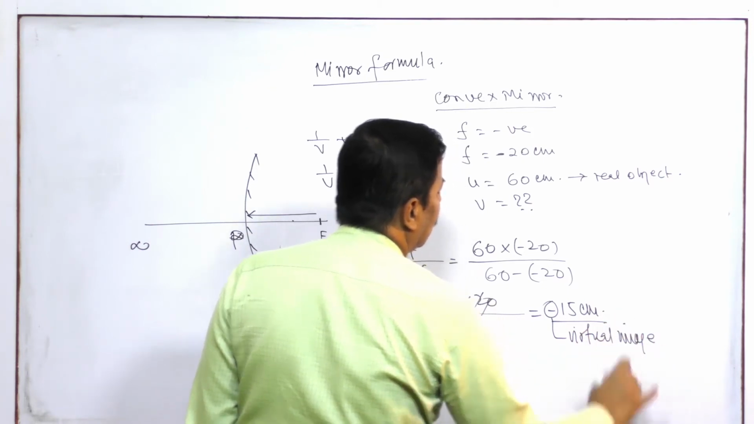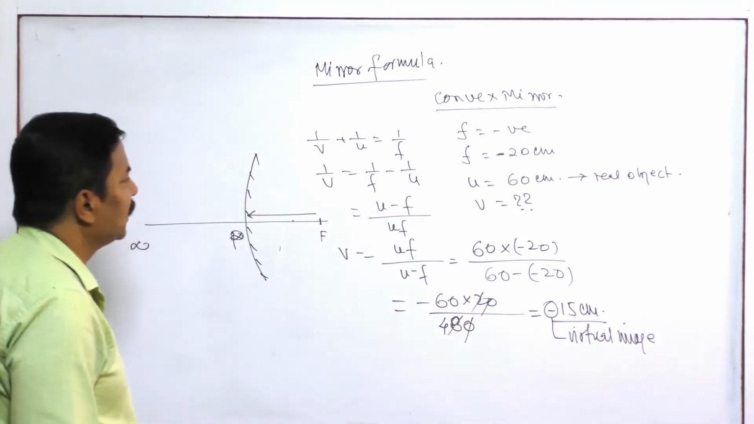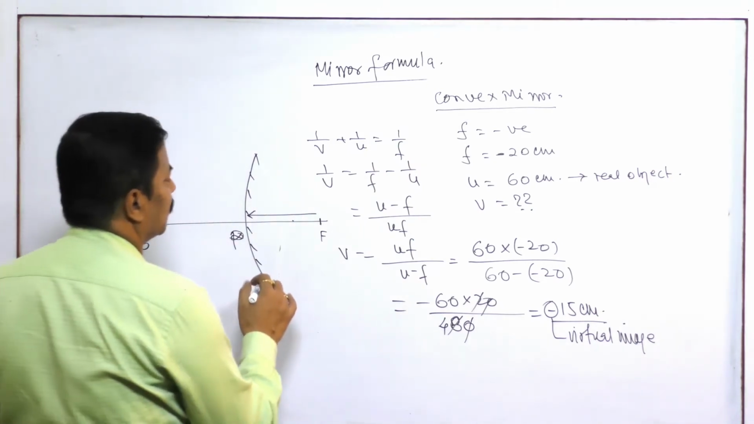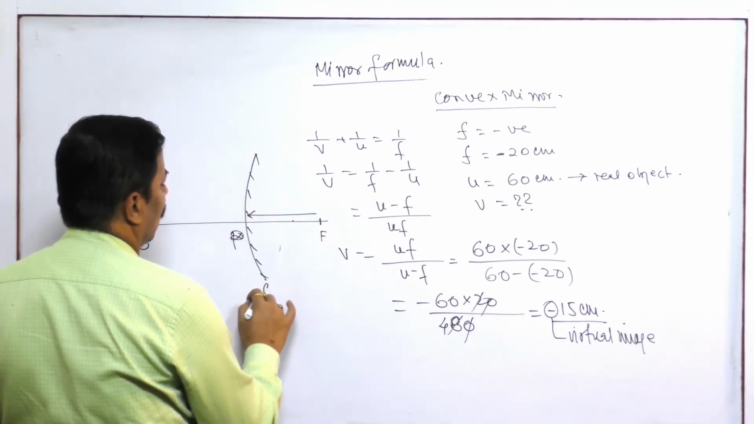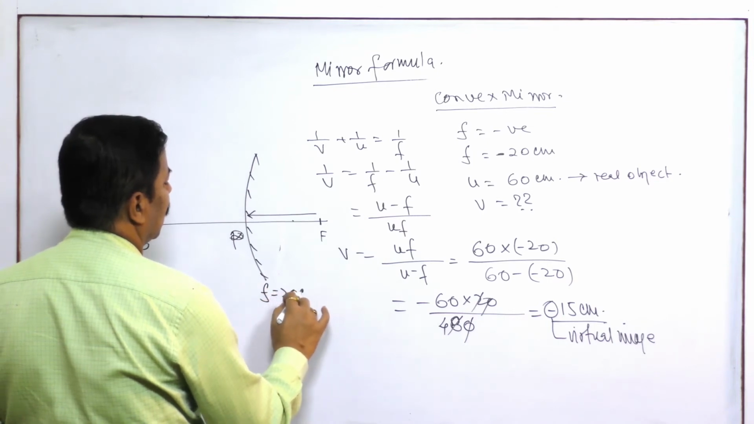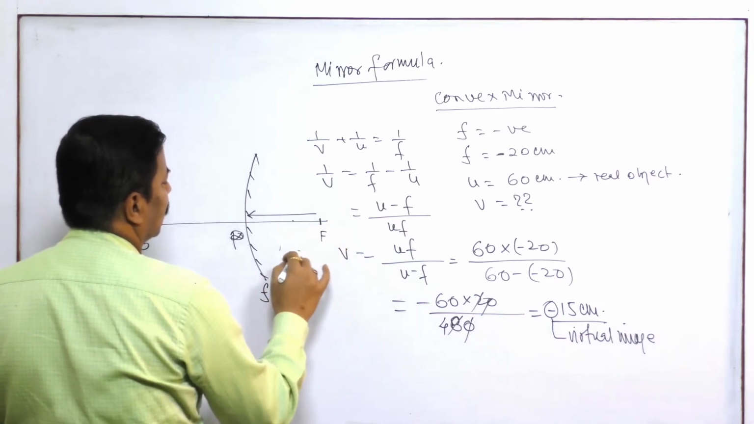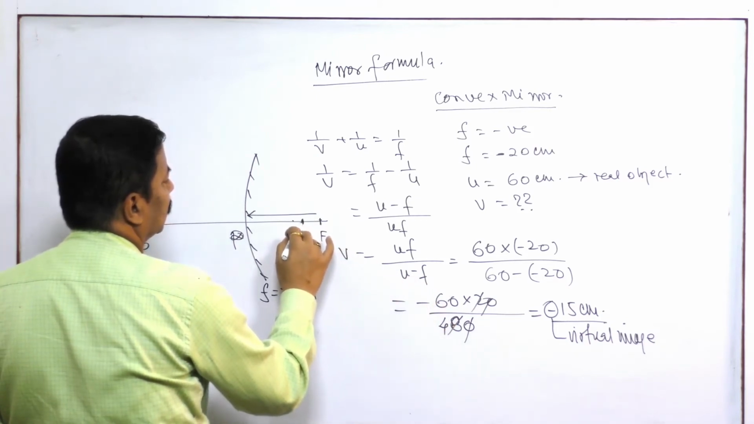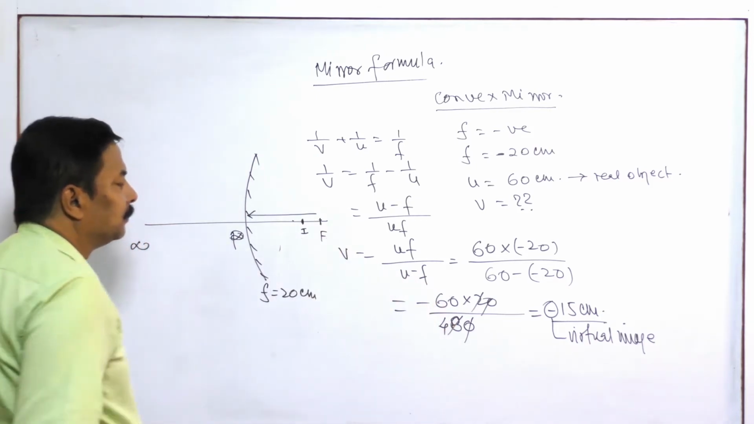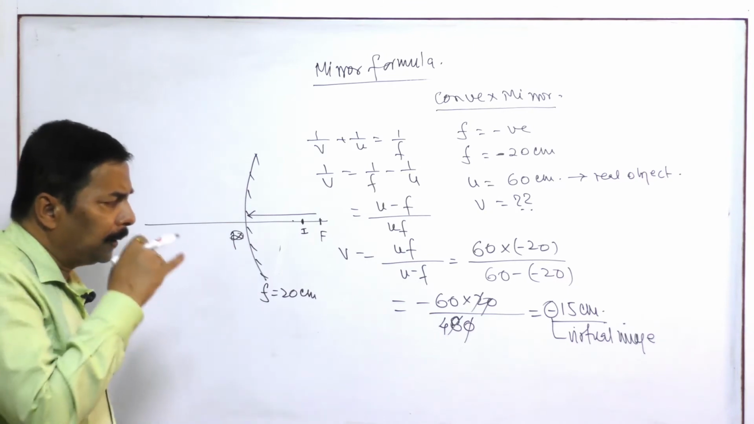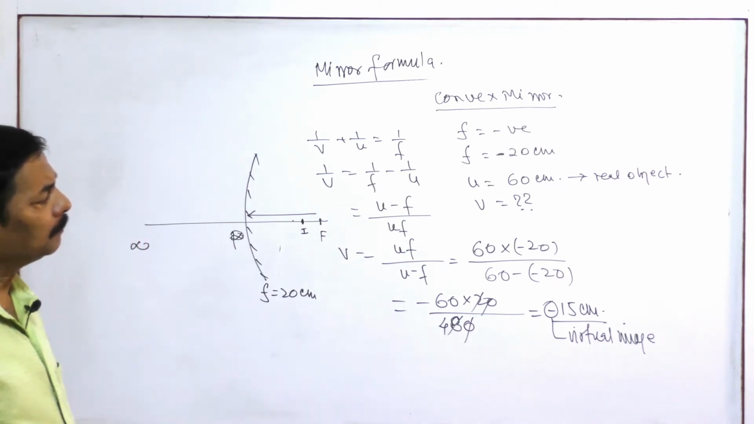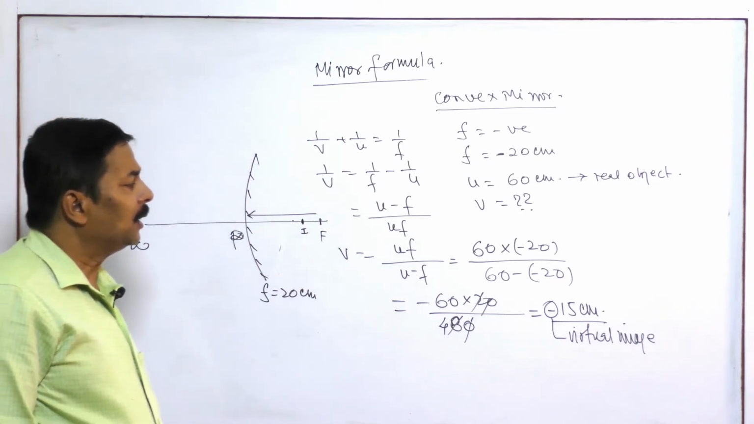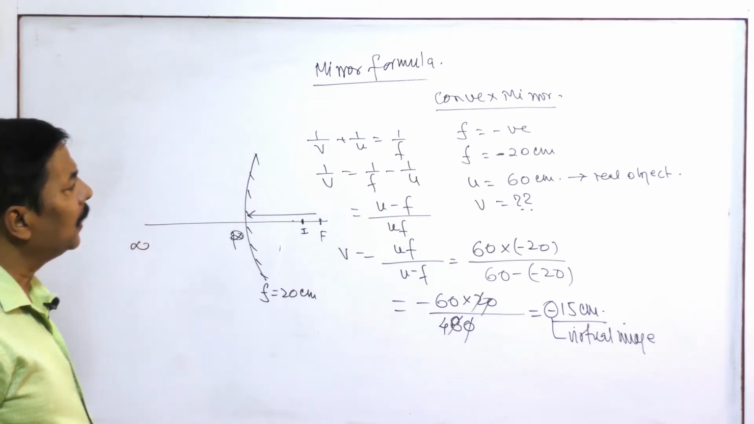So the image is virtual in nature, and this is the convex mirror. Focal length is 20 centimeter, and here this is 20, and the image is formed somewhere here. This is the position of the image. So what we have seen? We have seen that this is the virtual image. Now let us take the example of a virtual object.